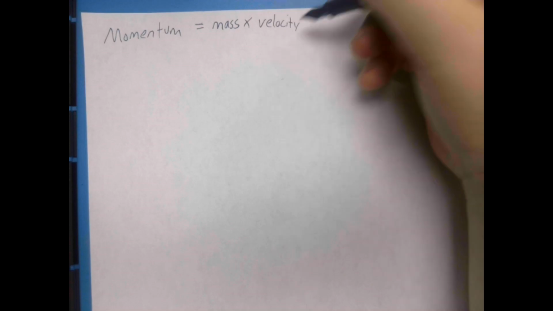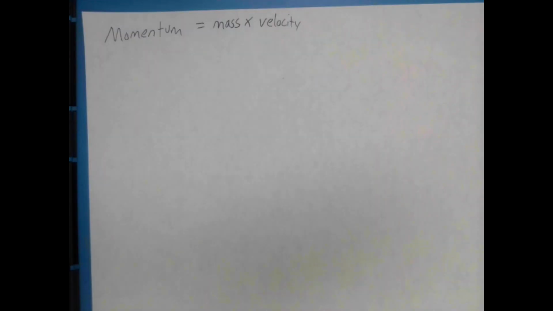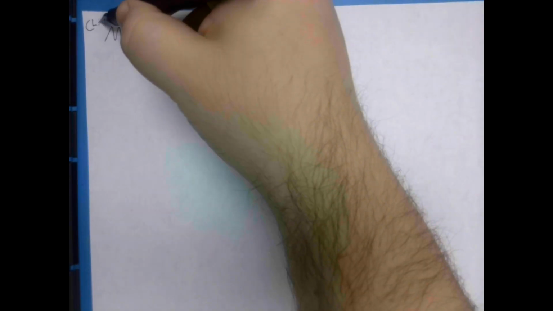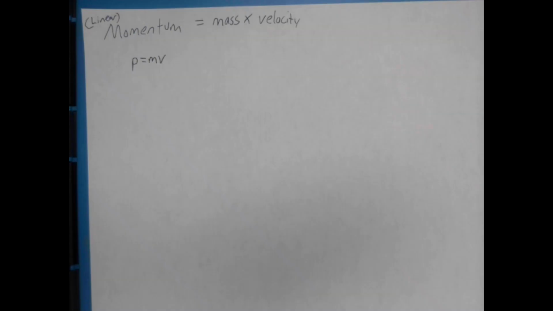So momentum is equal to mass times velocity. When I say momentum by itself, I mean linear momentum. We represent this with a lowercase p equal to mass times velocity. It is one of the fundamentally conserved things in the universe. What this means is, given an isolated system where no external forces are applied to it, it stays constant.